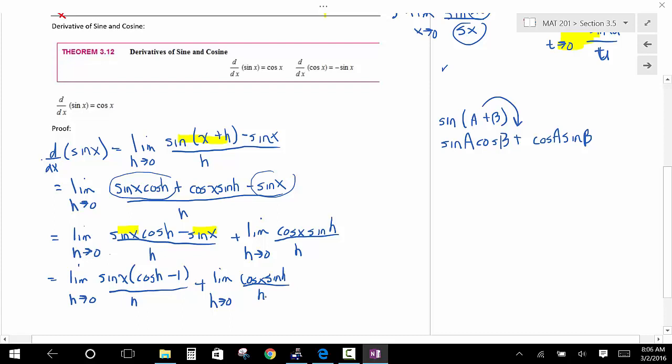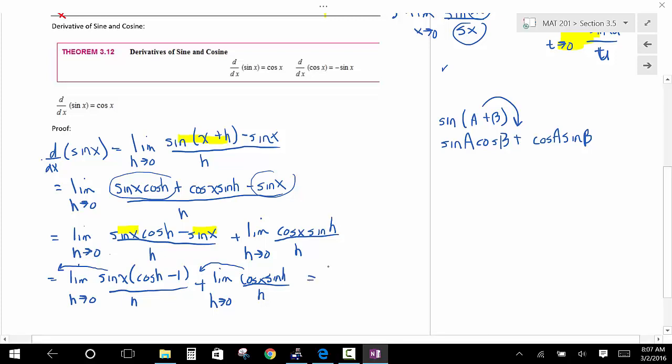So what you want to look at on this is that, since we're looking at the variable h, this sine of x can be thought of as a constant because it doesn't have anything to do with h. It's a different variable. So that thing can be brought out of that limit like any constant can. And then same thing here, the cosine of x can be thought of as a constant because it's a different variable. We're not doing the limit as x goes to 0, we're doing the limit as h goes to 0.